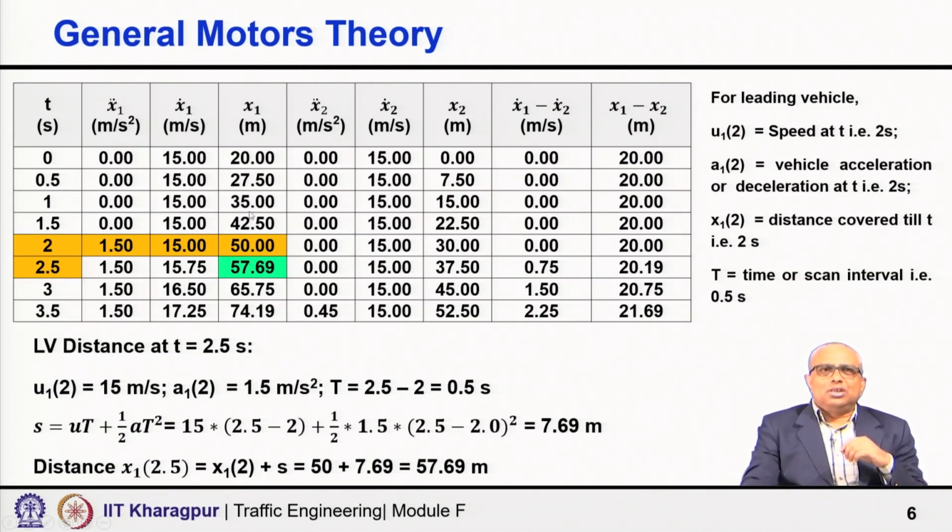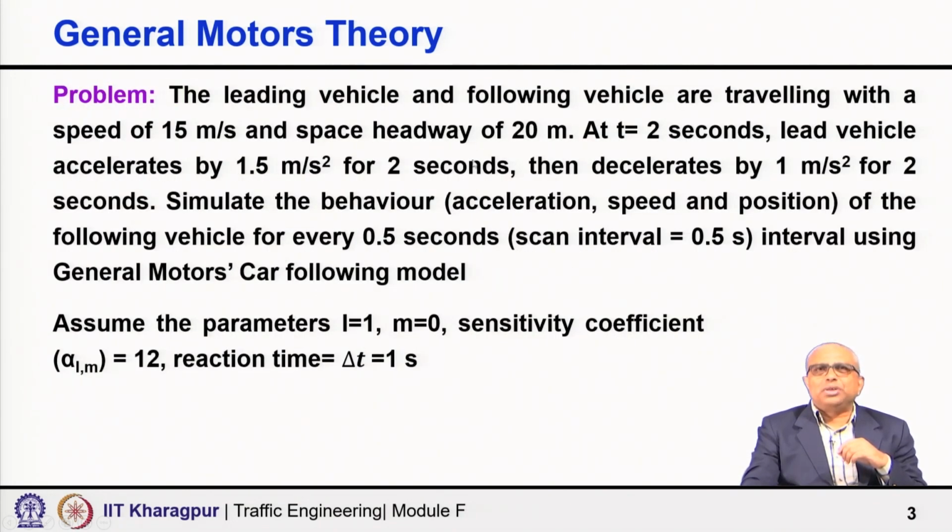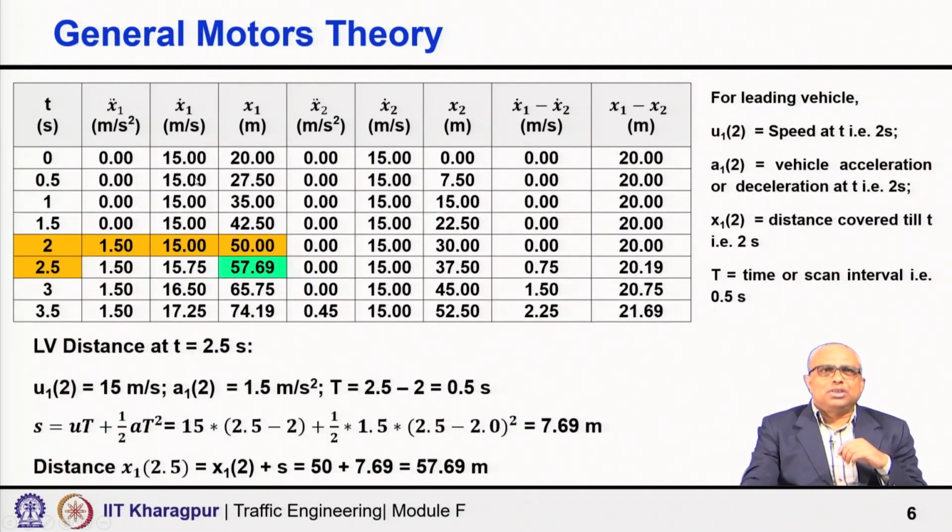Initially it is said that the space headway is 20 meter. So, we are considering x 1 at t equal to 0 as 20 meter. Then we are going to use again a simple formula, s equal to u t plus half of a t square, where a is the acceleration. Now, in all the initial calculations, the a is 0, because you can see the x dot values as 0, and therefore, wherever a will be other than 0, this half a t square also will come.